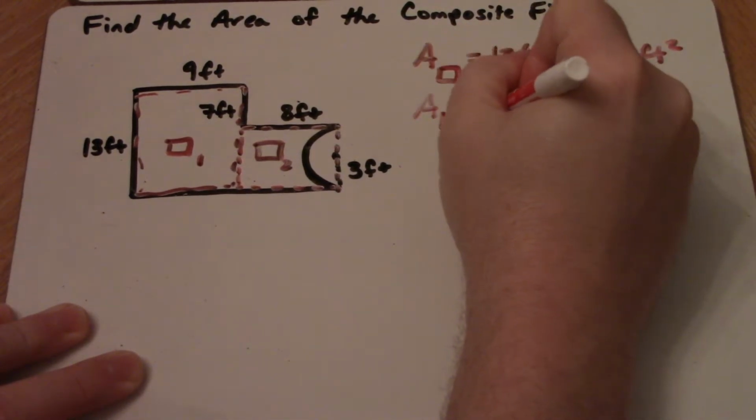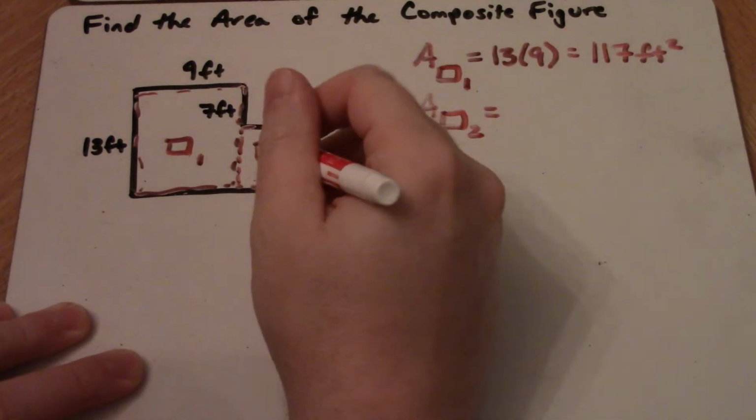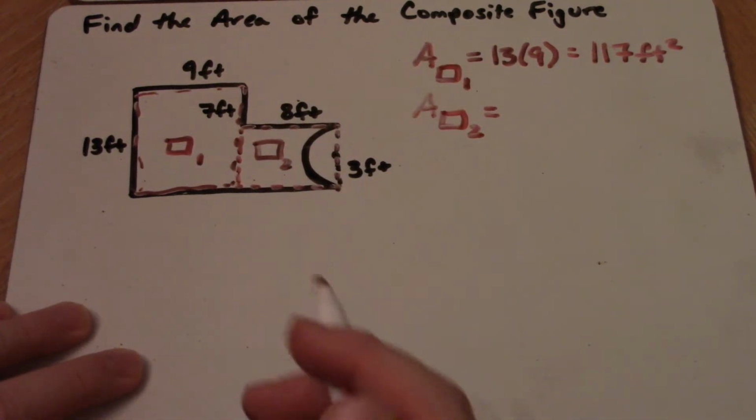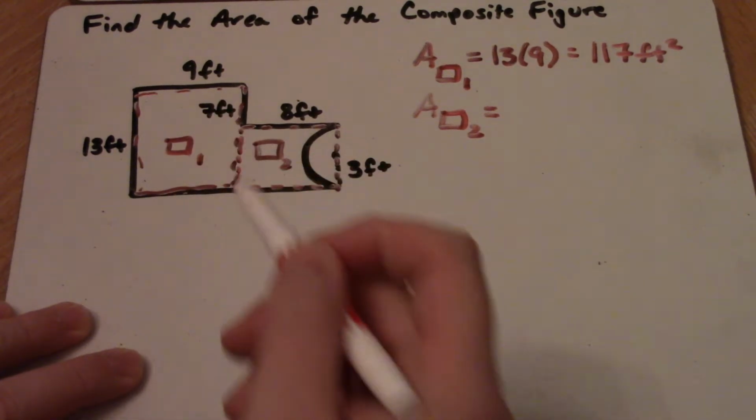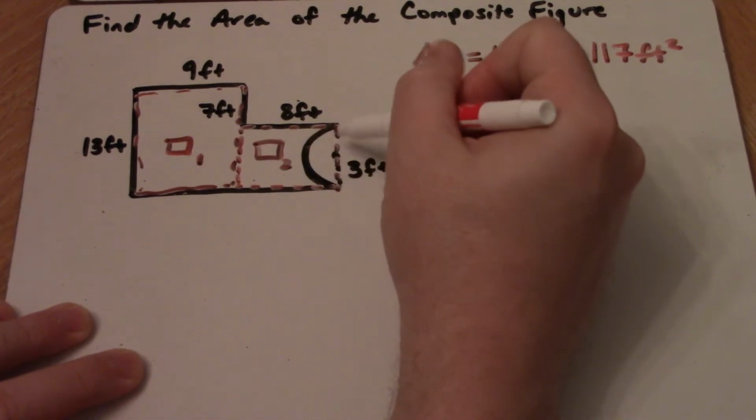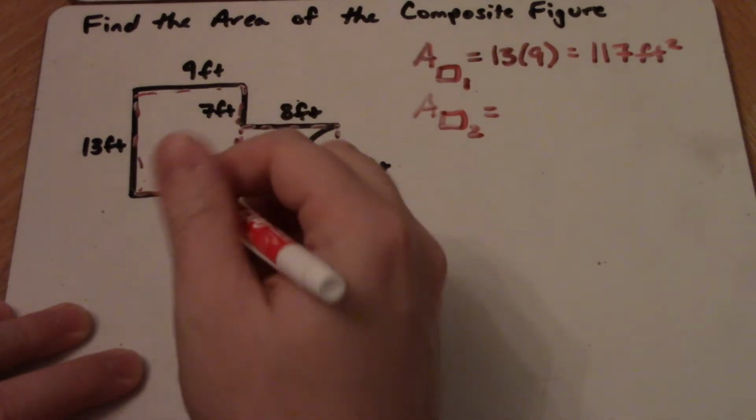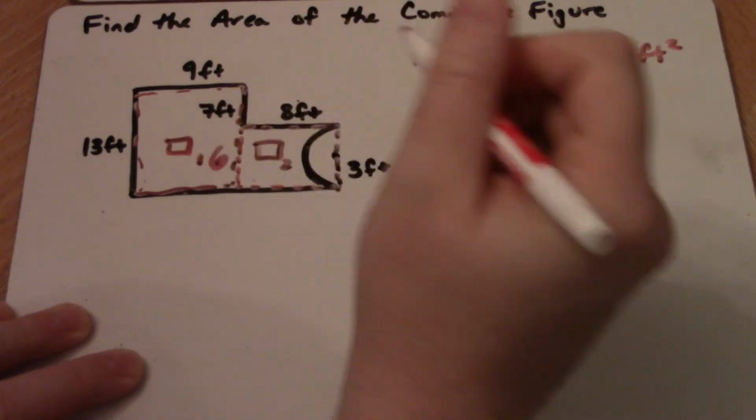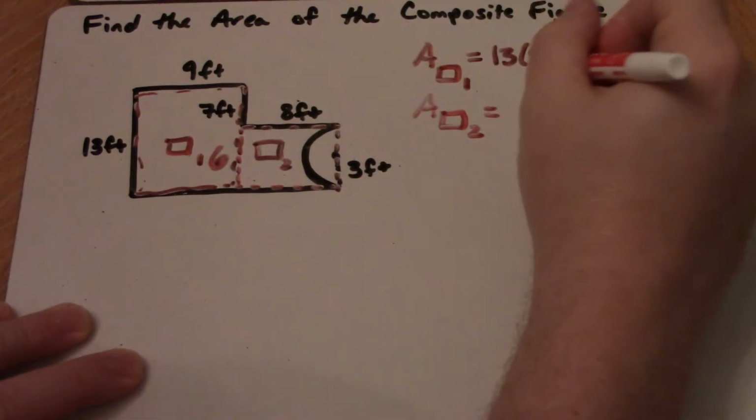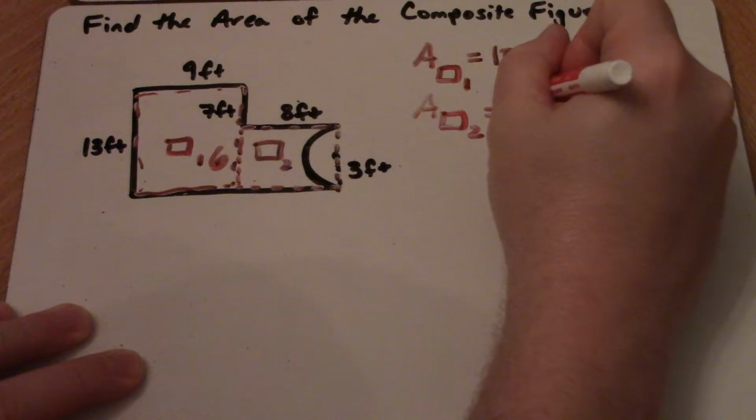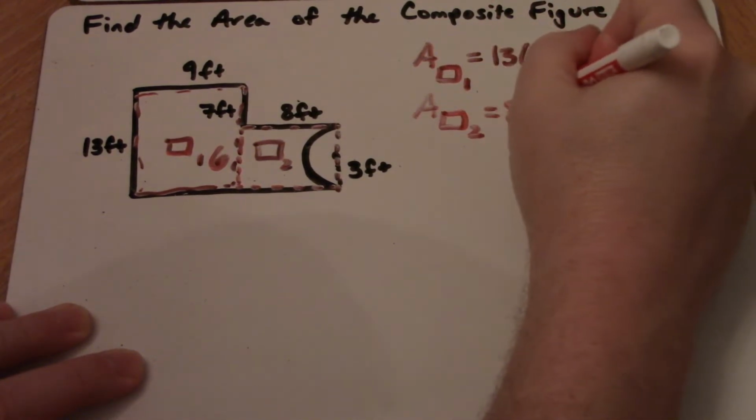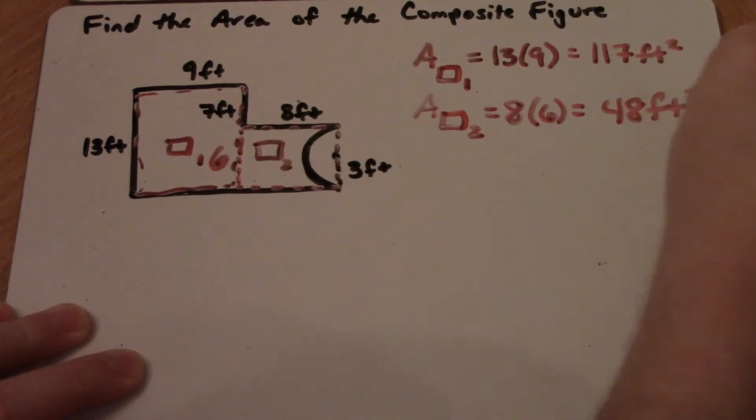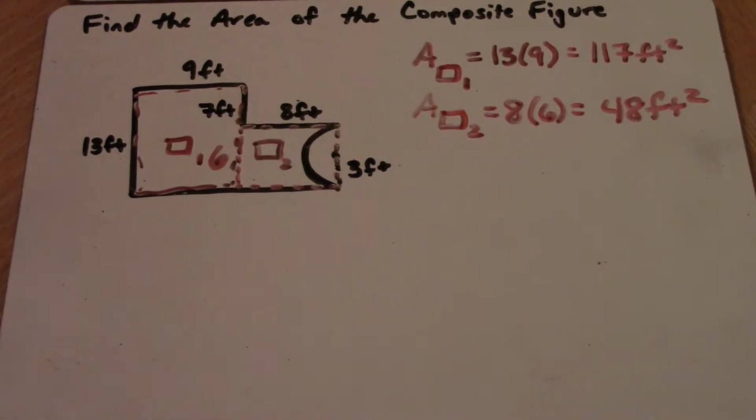Rectangle 2 is going to be a little bit trickier because we have to realize that the height of that rectangle is either 13 minus 7, which would be 6 feet, or the diameter of the semicircle, which would also be 6 feet. So this distance here is 6 feet. So the base times height for that is 8 times 6, or 48 square feet.